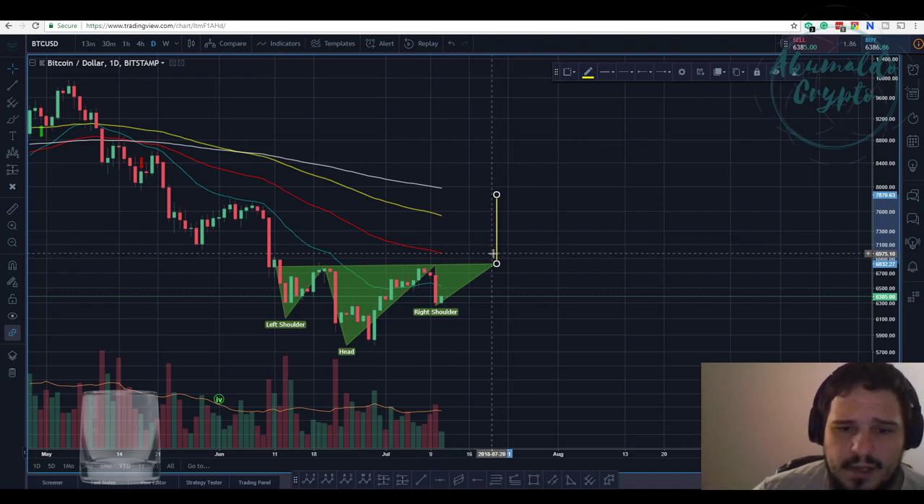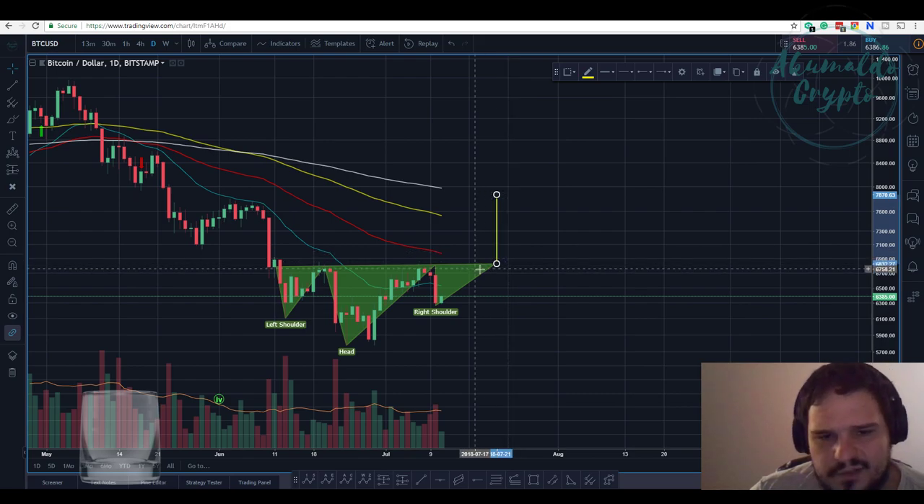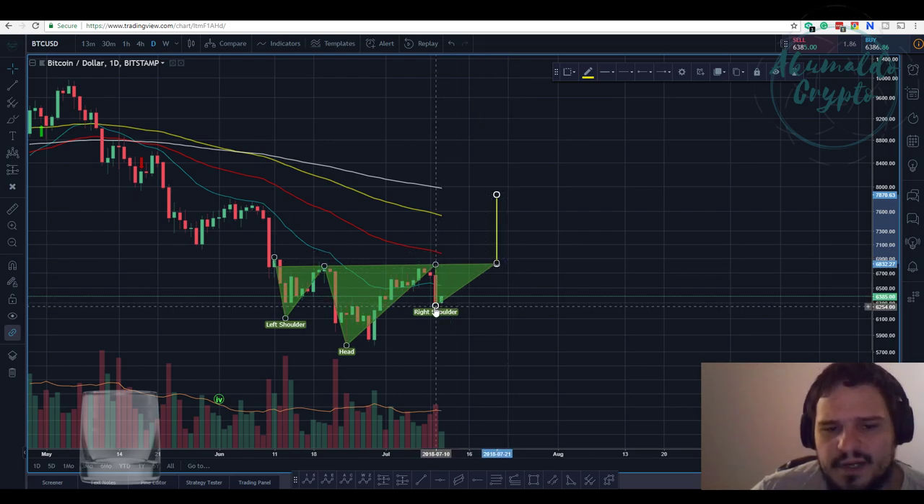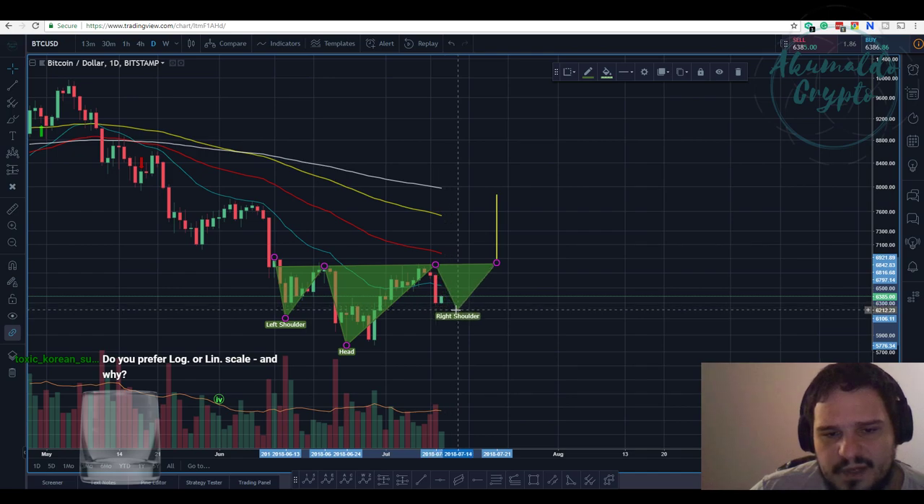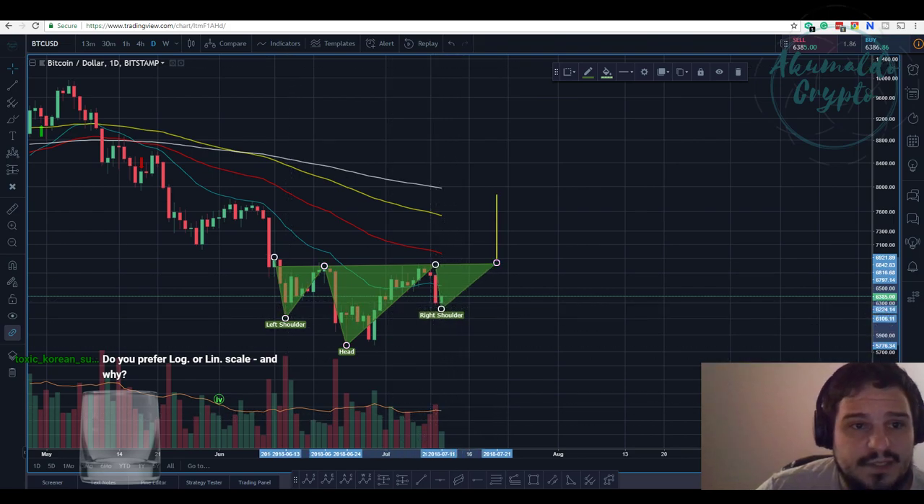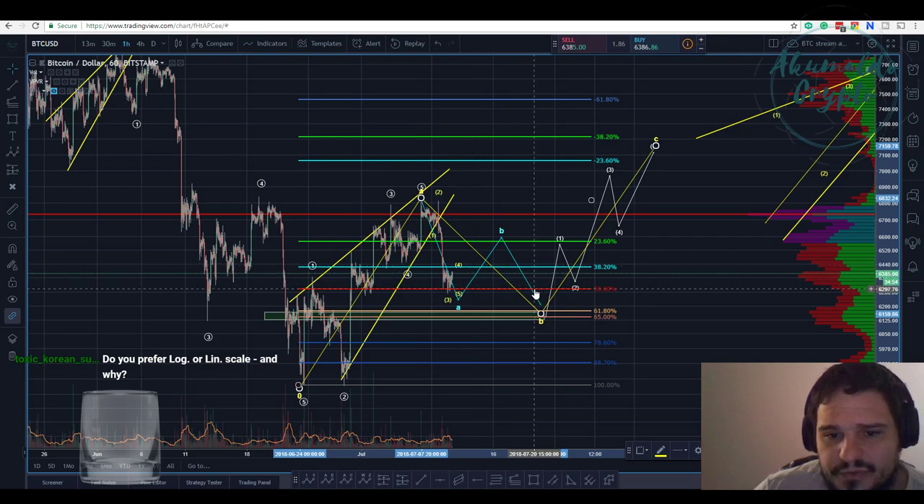This is one possible scenario for the future, okay? For August, end of July, no, August. This is gonna take some time to play out, right? We might have a deeper shoulder here, something like this, but not so much volume. Like I said, my wave C is shallow. This wave C here, right? Yes, this wave C is shallow.